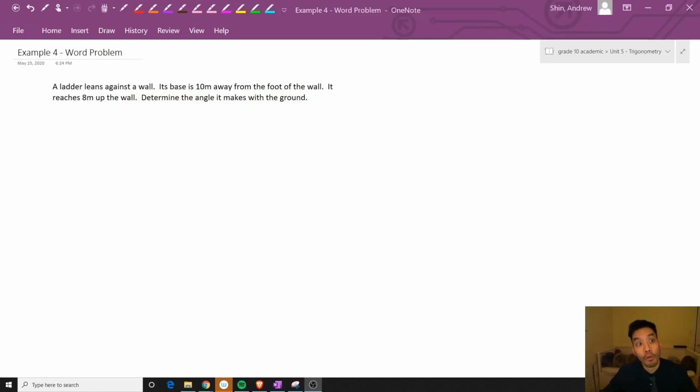Example number 4, word problem. A ladder leans against a wall. Its base is 10 meters from the foot of the wall. It reaches 8 meters up the wall. Determine the angle it makes with the ground.